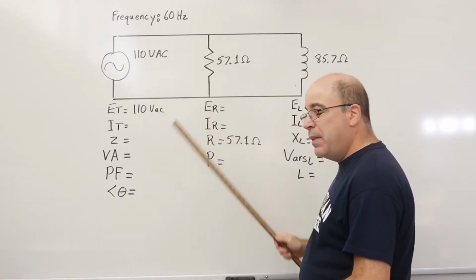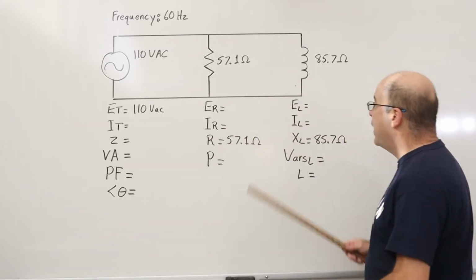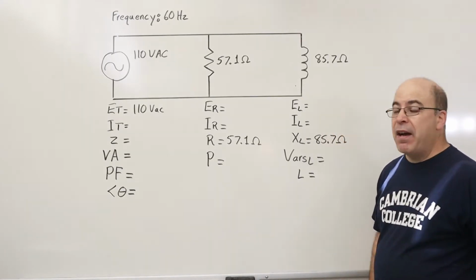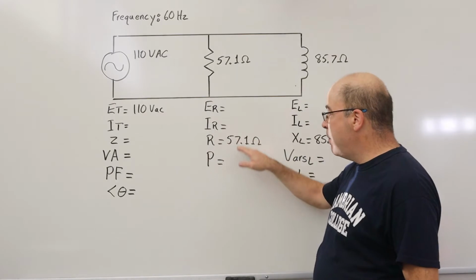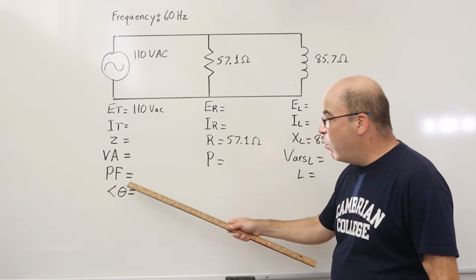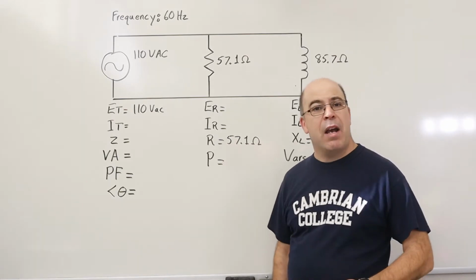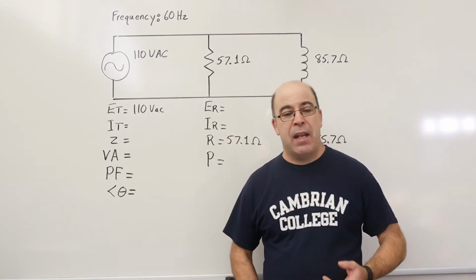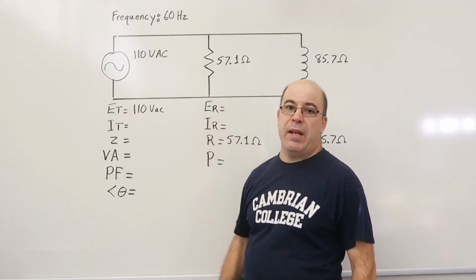We have this resistive branch with a resistance of 57.1 ohms, as well as this inductive branch with an inductive reactance of 85.7 ohms. I'm going to show you the strategies used for solving for all of the missing values that we have before us. Of note, we'll be solving for the apparent power of the circuit, the efficiency of the circuit, otherwise known as power factor, and angle theta, where we're going to start talking about the phase angle difference that exists between the voltage waveform of the input voltage and the current waveform.